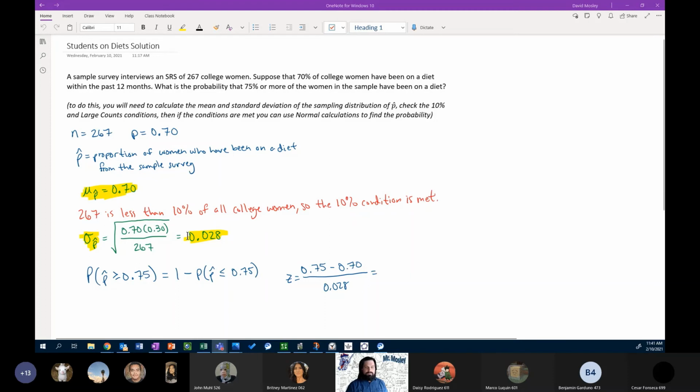We use the formula for sample proportions. And then we want to find the probability that p hat is greater than or equal to 0.75, which is equal to 1 minus the probability that p hat is less than or equal to 0.75. We're going to standardize 0.75 by finding the z-score. z equals 0.75 minus 0.70 divided by 0.028, barring any errors on my part, which hopefully I have not made.